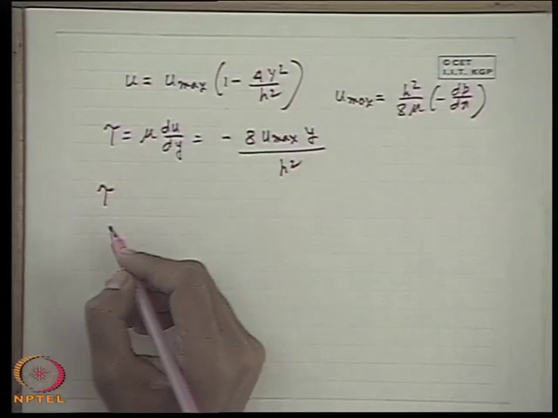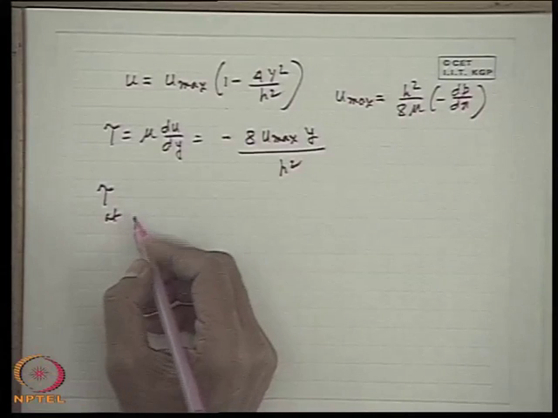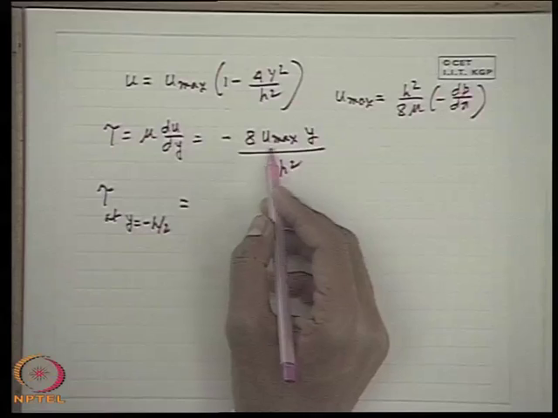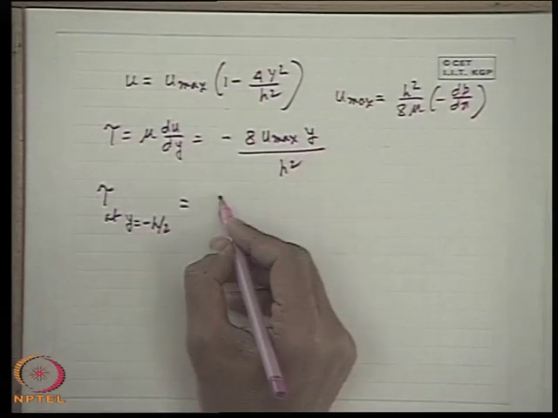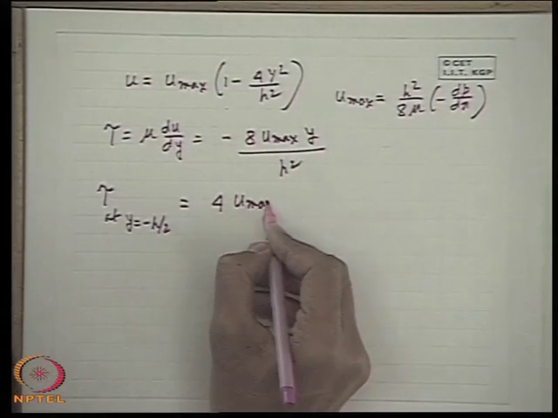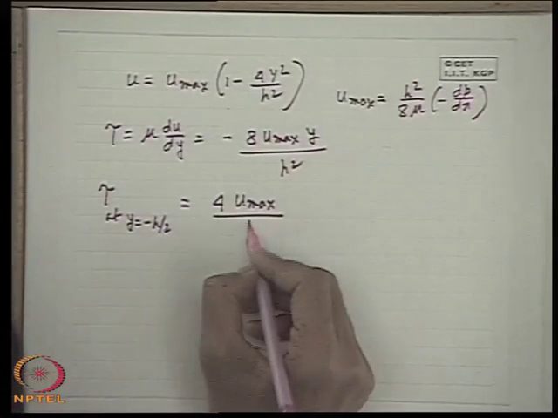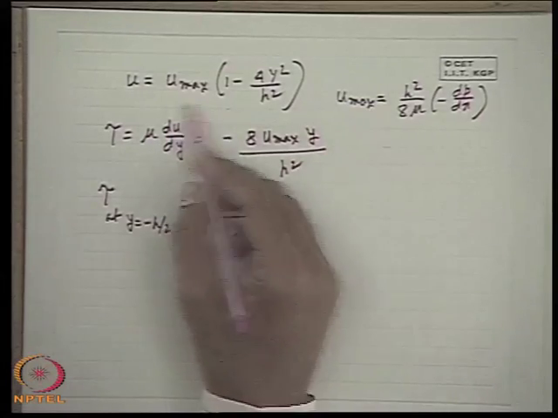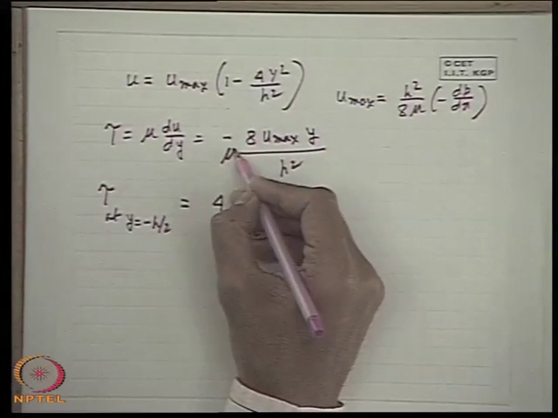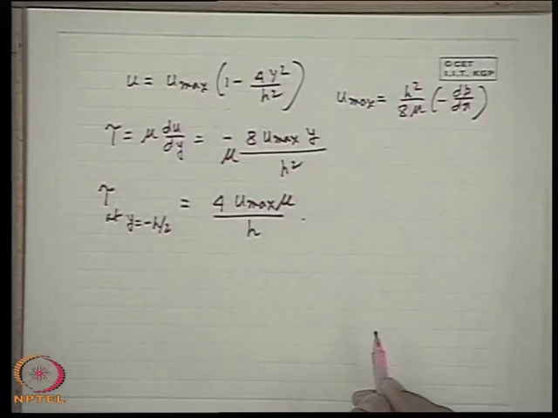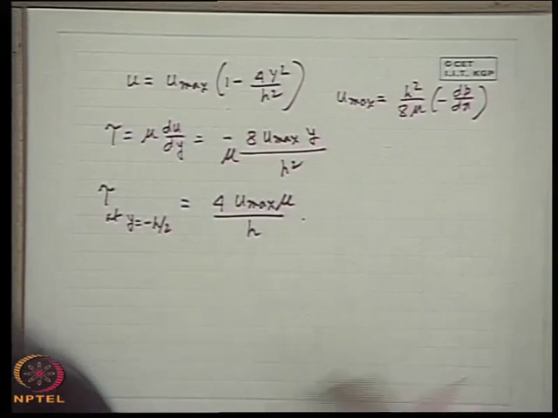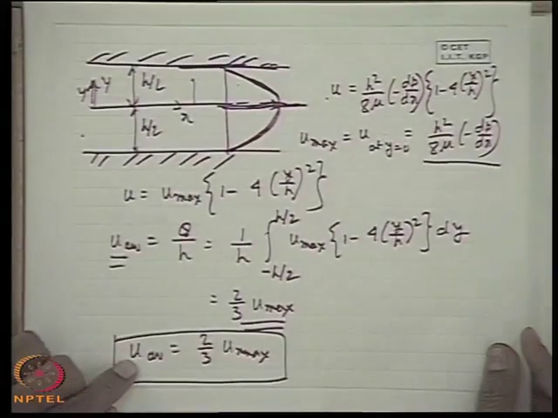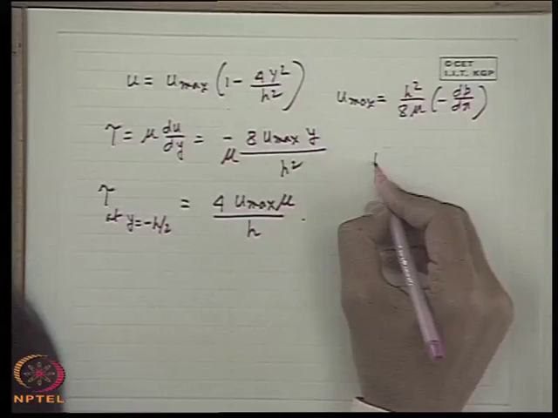Now, if I want to find out tau at, for example, the lower plate at y is equal to minus h by 2, so what do we get? That h by 2, that means we get 4 u max by h. So, this is the tau. Sorry, tau is mu du dy. I am sorry, du dy is, there will be one mu into this, 4 u max mu by h.